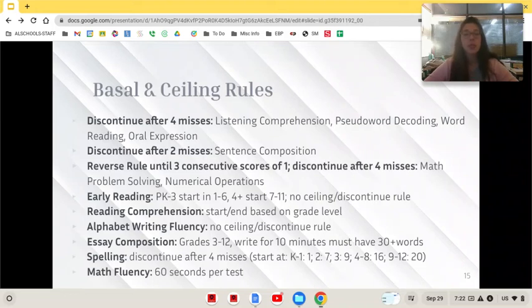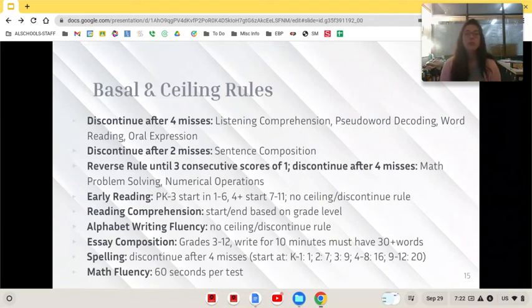Early reading has a varied start. There's no ceiling or discontinue rule, but the start varies. Pre-K to 3rd grade starts on numbers 1 through 6. 4th grade and above starts on numbers 7 through 11. Reading comprehension has a start and end based on grade level.